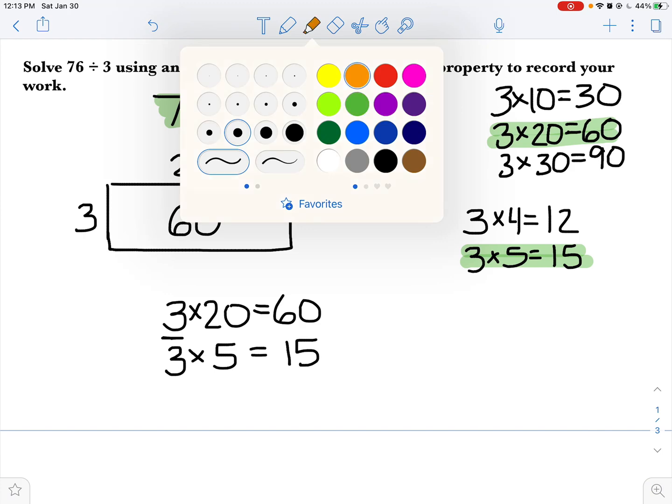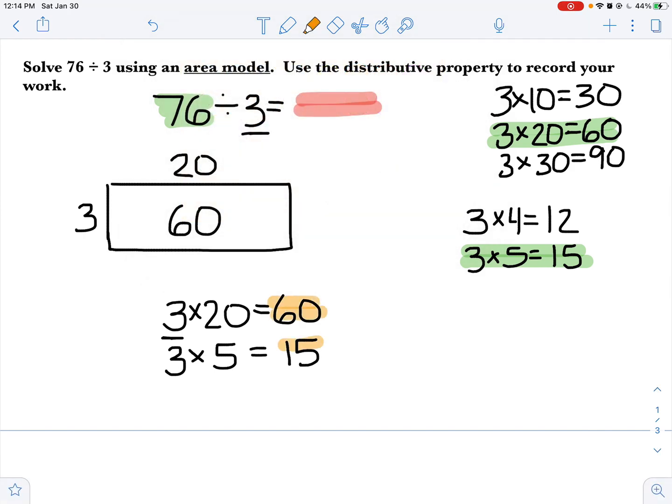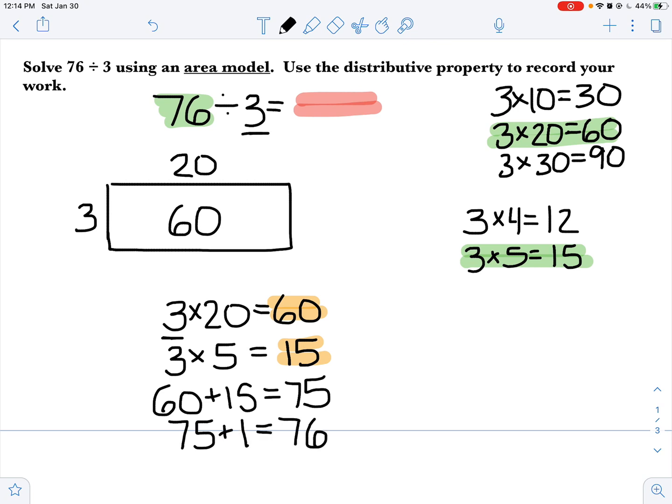Okay, now I've got a total right here so far of 75. That's really close to my 76. Right? So now I'm going to think, what do I need to add to my 75? I've got 60 plus 15 to equal the 75. What do I need to add to my 75 to equal 76? I'd have to add 1.